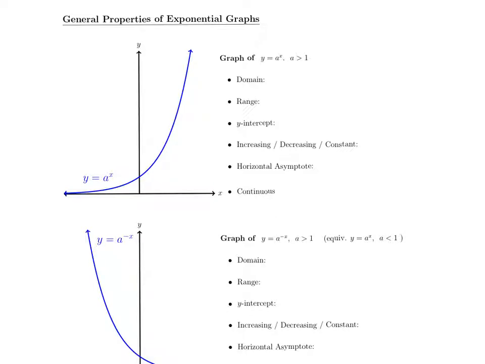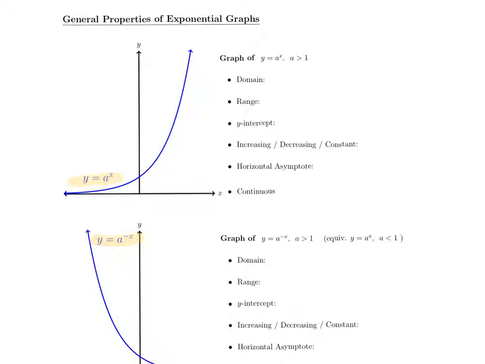So we're taking a look at general properties of exponential graphs. There are two types of graphs that we're going to study. One is exponential growth, and the other is exponential decay. The difference between these is that if I write it where a is greater than 1, then it's going to be a negative exponent for the decay and a positive exponent for the growth, as far as how the function looks.